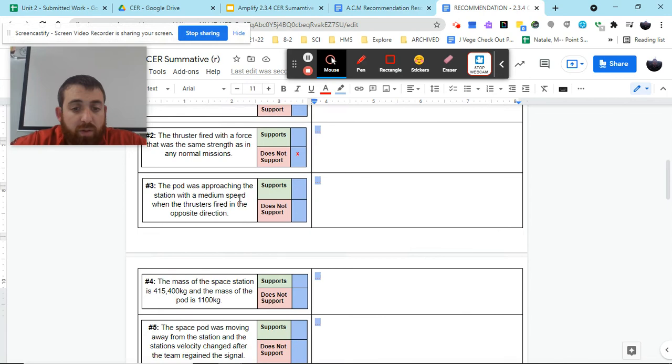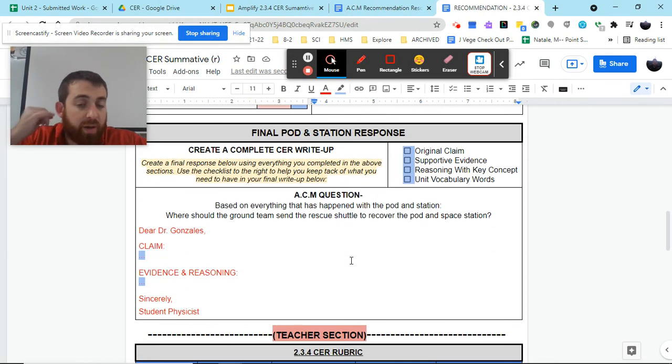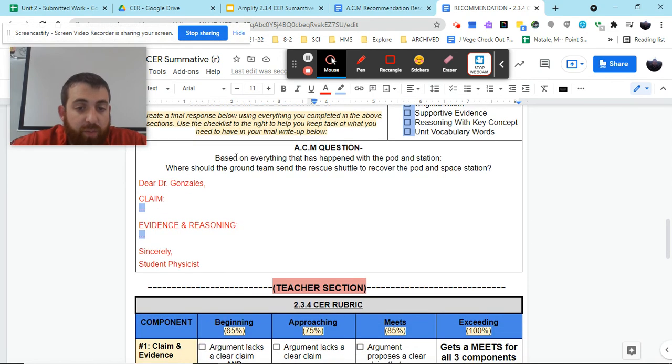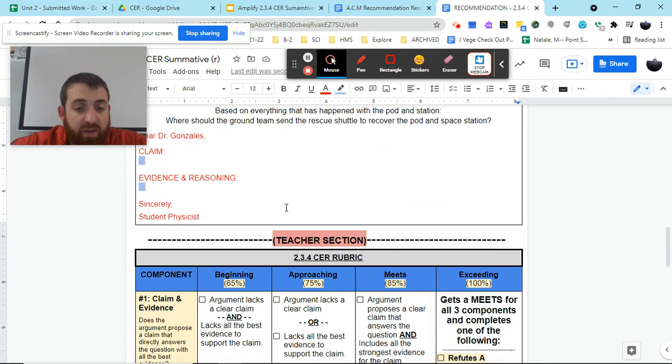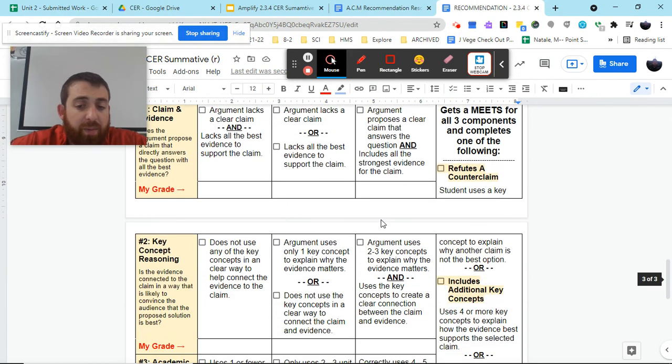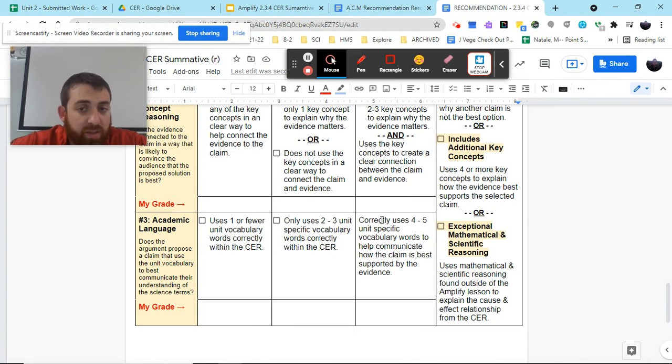From there, once you have that all written out, you're going to come down here and write your final response, your final recommendation. So you have a checklist here to make sure that you include all these important things in your CER. It'll start off with your question. Based on everything that's happened with the pod and the station up to now, where should they send the rescue team to recover the pod and station? Dear Dr. Gonzalez, give us your claim. Where do you think we should send the rescue pod? Give us your evidence and reasoning based on how you broke it down before. Sincerely, you. Below is the rubric that I'm going to be using to grade your response.